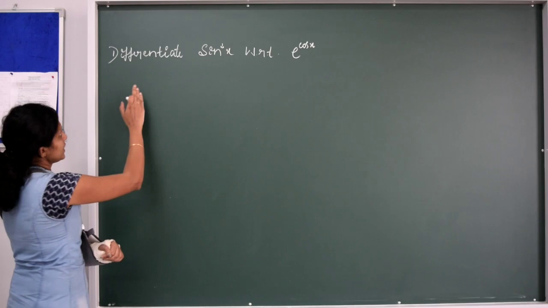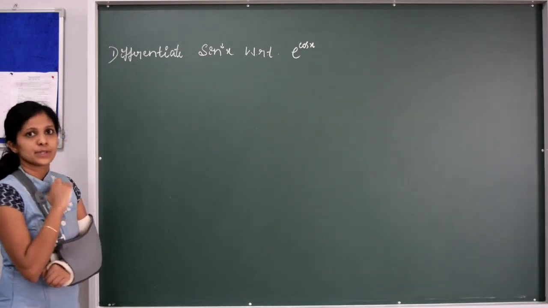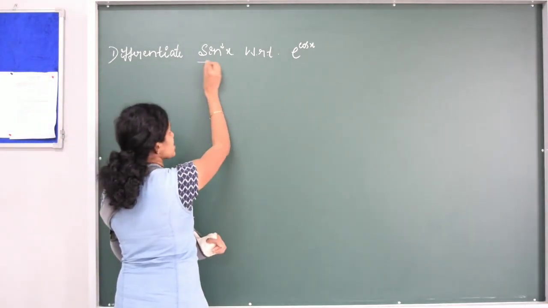So the next problem. Differentiate sin square x with respect to e to the power cos x. I mean how to differentiate this function.